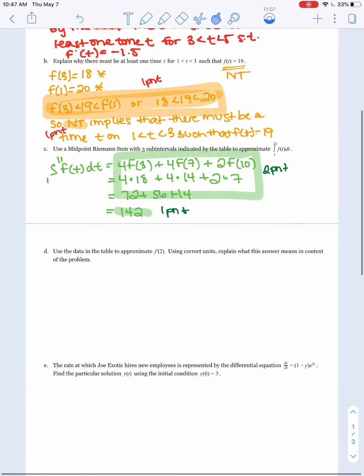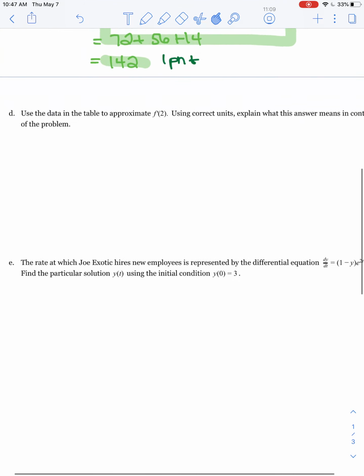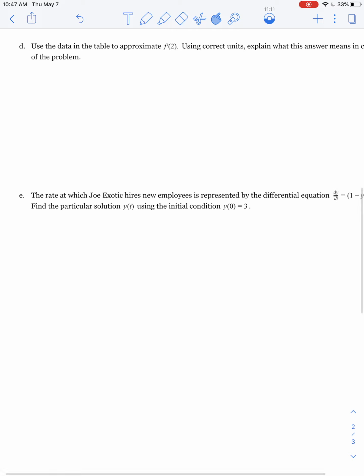All right, so the last one we will talk about in this video is D. So D says use the data in the table to approximate f prime of 2. And then we're asked to use correct units and explain what this answer means in the context of this problem. So a lot of you had no hesitation identifying that f prime of 2 could be approximated by looking at the average rate of change around that t-value.